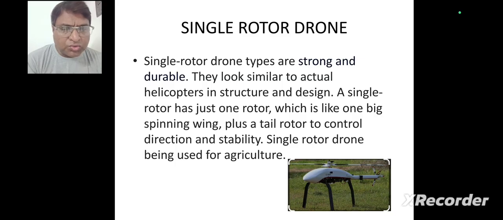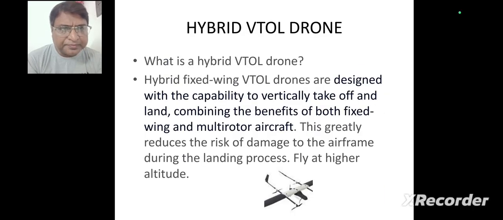Single rotor drones. Single rotor drones are strong and durable. They look similar to an actual helicopter in structure and design. A single rotor drone has just one rotor, which is like one big spinning wing, plus a tail rotor to control direction and stability. Single rotor drones are being used for agriculture.